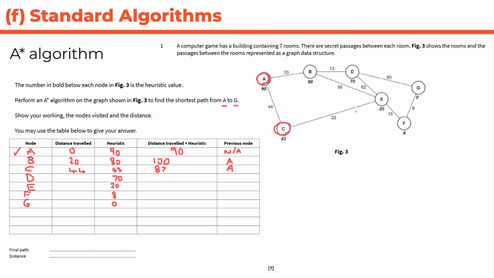Now C can only see one node. It can't go back to A because we've visited it, we've signed it off, and we're now looking at E itself. Okay? What's the cost? So to get to E, it's going to cost us 22.